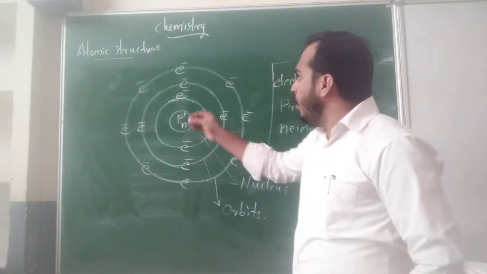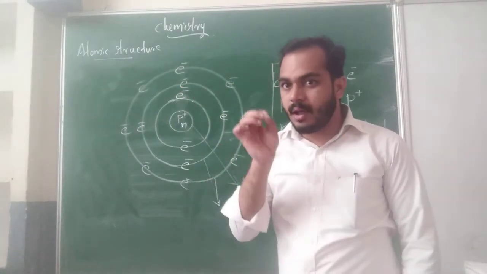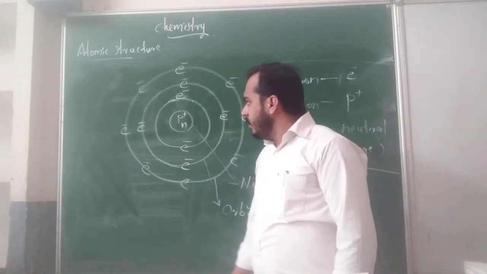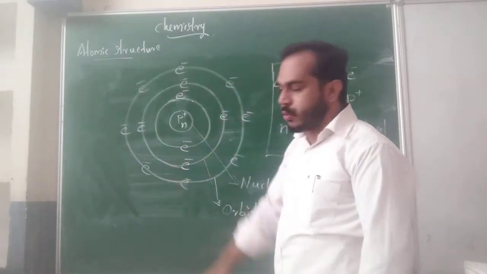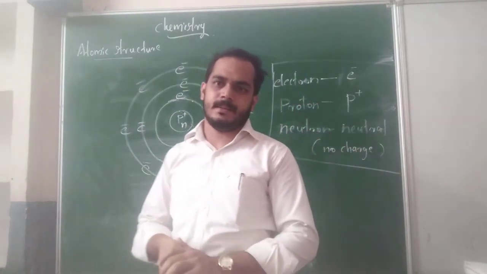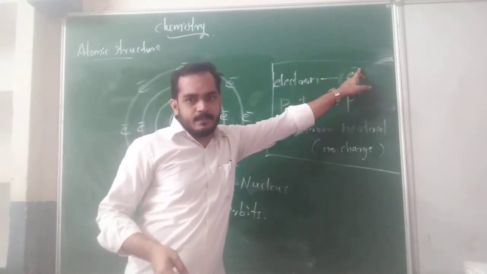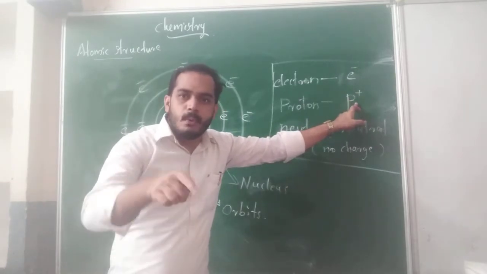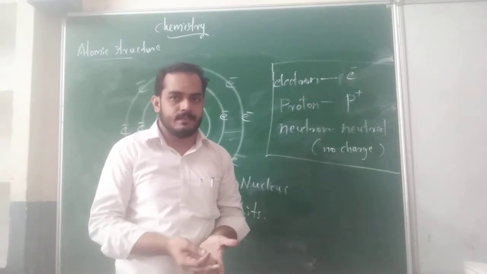Now I am going to explain the topic, the structure of an atom. An atom consists of three subatomic particles. The first one, electron. The electron has a negative charge. The proton has a positive charge. And the neutron is neutral; there is no charge.